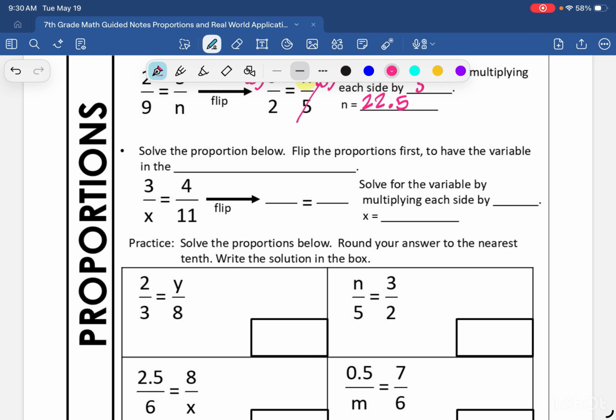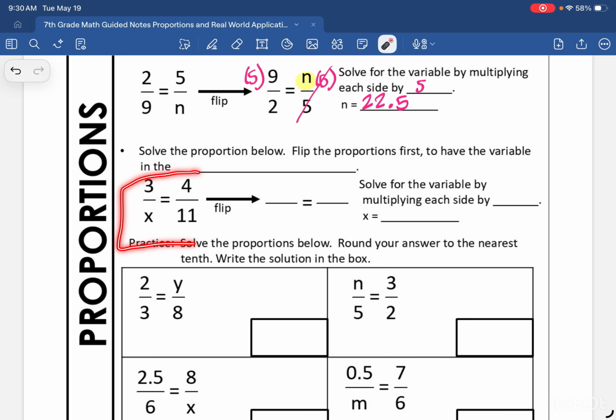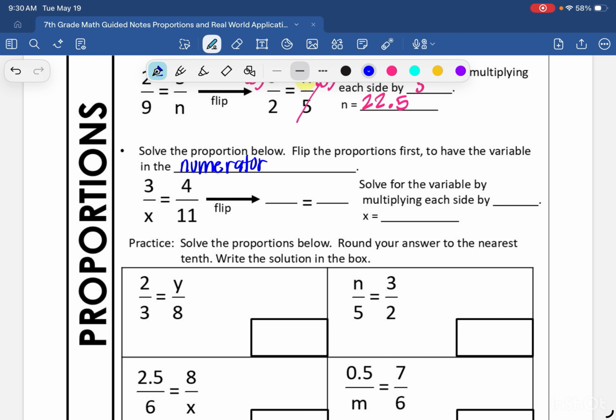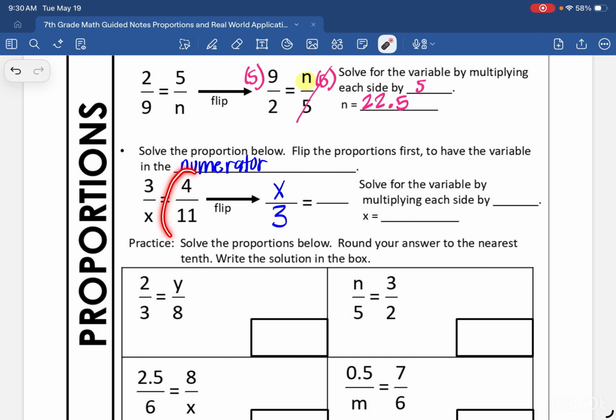Look at this one. Solve this proportion right here. Flip the proportions first to have the variable in the numerator. All right, and so instead of 3 over x, I'm going to write x over 3. And instead of 4 over 11, I'm going to write 11 over 4.